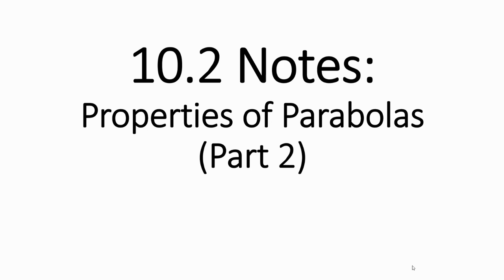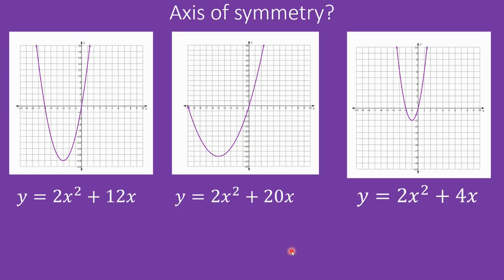Okay, so yesterday we started looking at the graphs of parabolas and talking about their properties. We talked about vertexes or vertices, lines of symmetry, all that fun stuff. We're going to keep going with that today, and we're going to talk about finding some of those properties without needing to graph them. So let's actually look at the axis of symmetry of these three graphs.